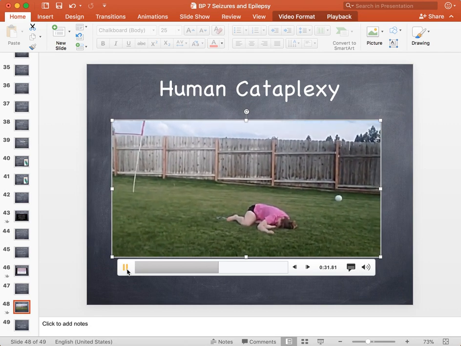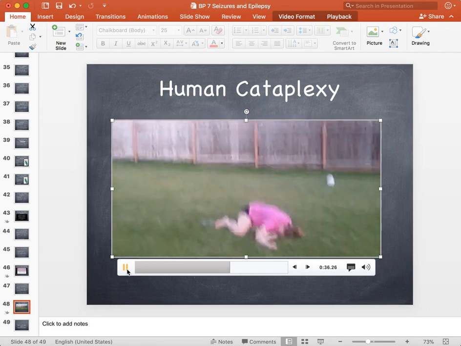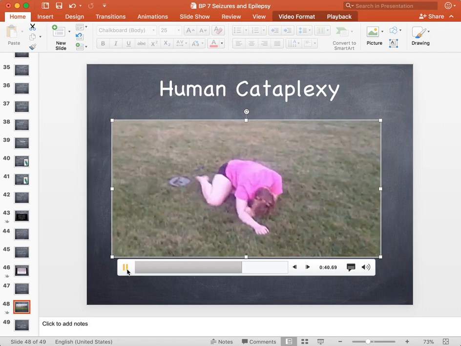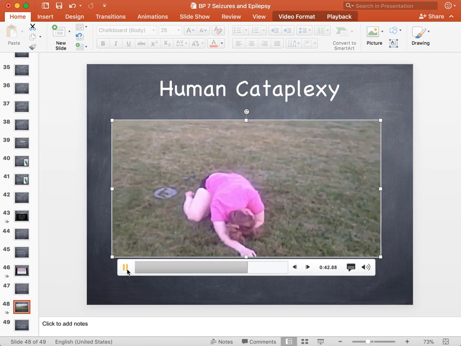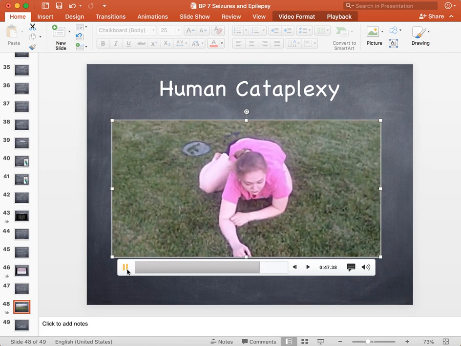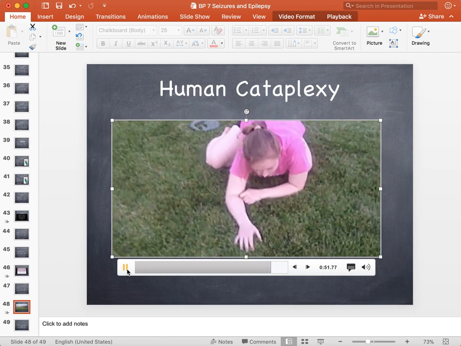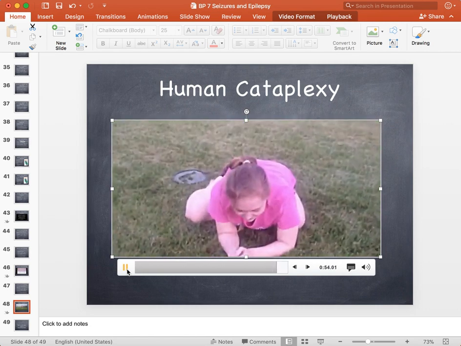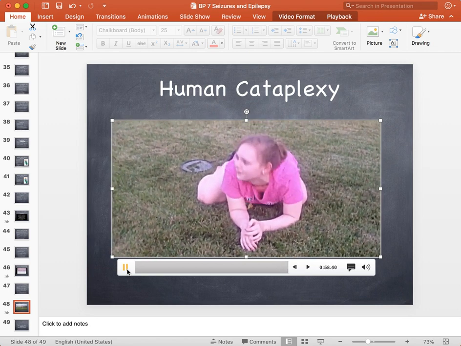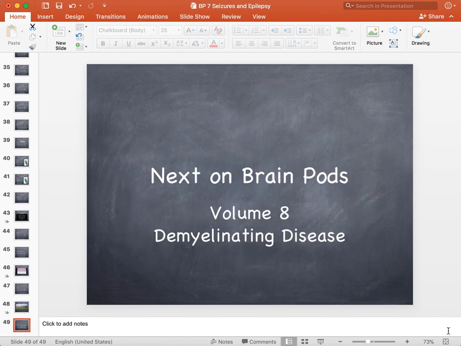But it's sudden weakness. She is wide awake but just unable to move. The motor activity itself will come back in pieces, in little bits. And then when it ultimately resolves, it resolves. And there we go. All right, that is it.